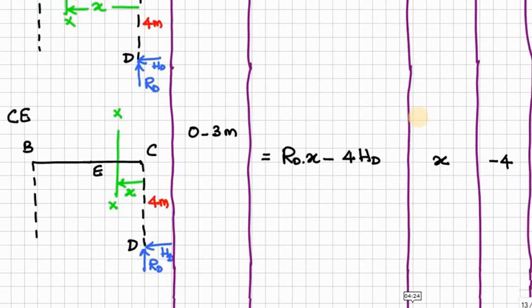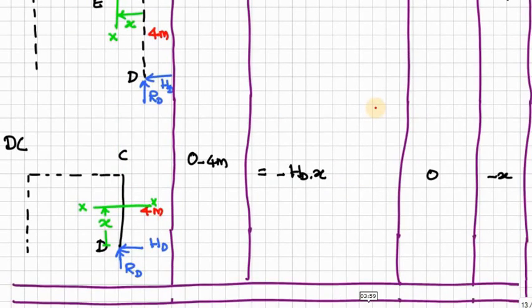Next CE section. Okay, so X from C is joint. Therefore, 0 to 3 meter, up to E 3 meter. So there is RD into X minus 4 into HD. Again differentiation with respect to RD is X, with respect to HD is minus 4. So in DC span, this is a section. So this X varies from 0 to 4 meter.